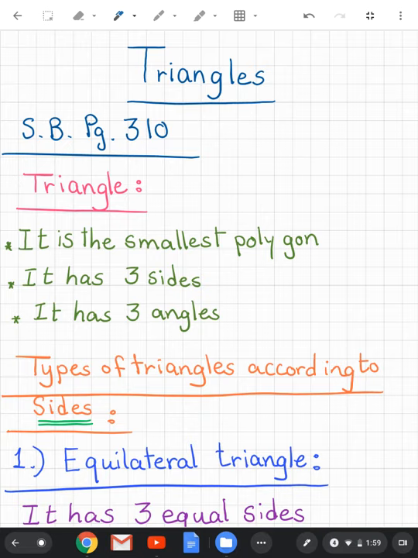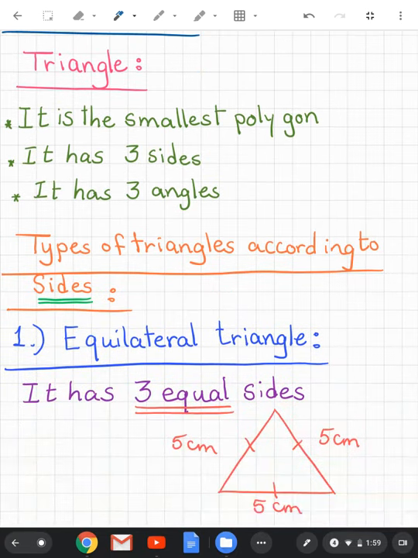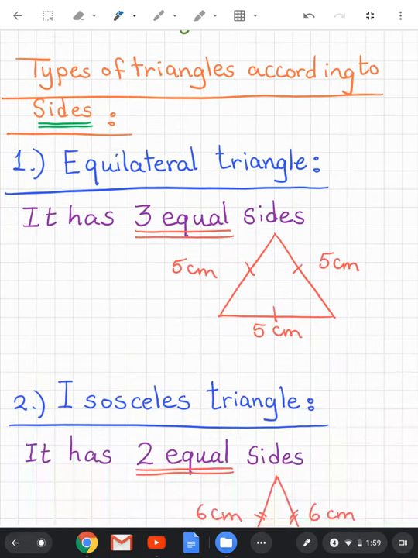We have different types of triangles according to the sides and according to the angles. Let's start by the types of triangles according to sides. The first type is the equilateral triangle. Why do we call it equilateral triangle? Because it has 3 equal sides. The 3 sides of this triangle are equal in length.